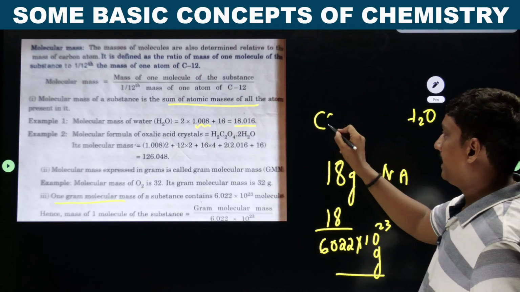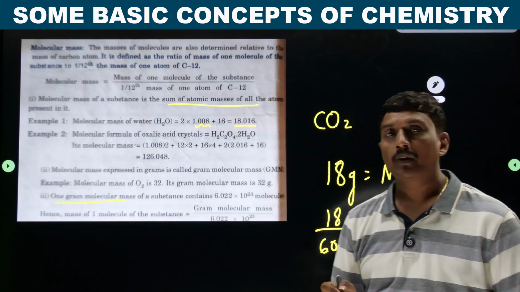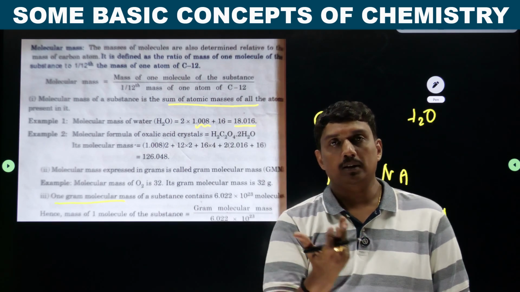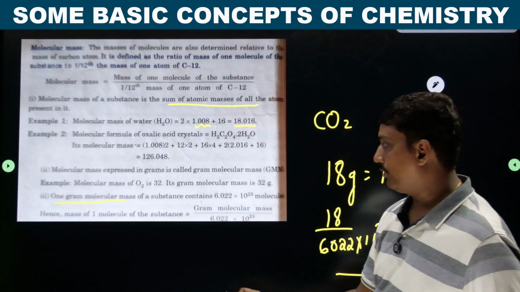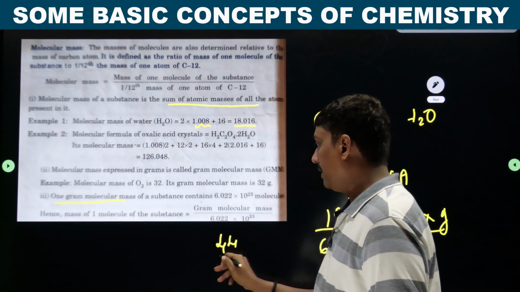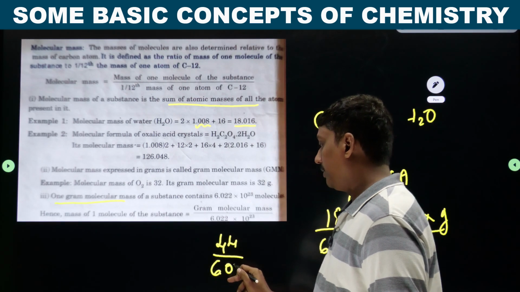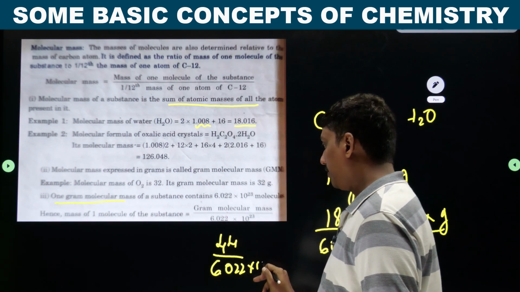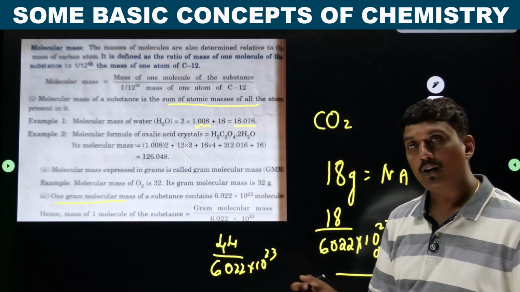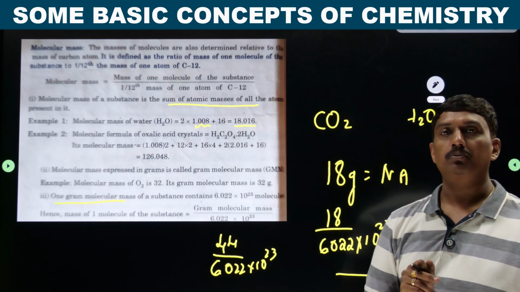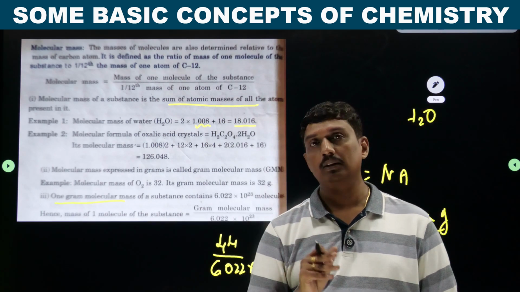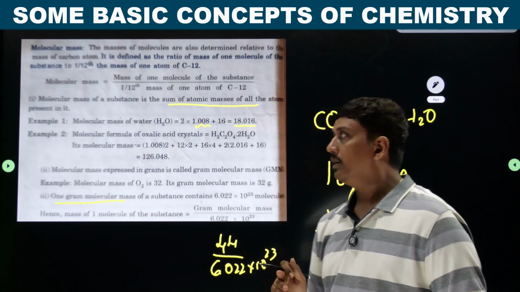Suppose you take carbon dioxide. What is the mass of one molecule of carbon dioxide? Very simple, use the formula. Gram molecular mass is 44 grams divided by 6.022 into 10 to the power 23. This is the mass of one molecule of a substance. If you are familiar with atomic mass, molecular mass is almost the same.